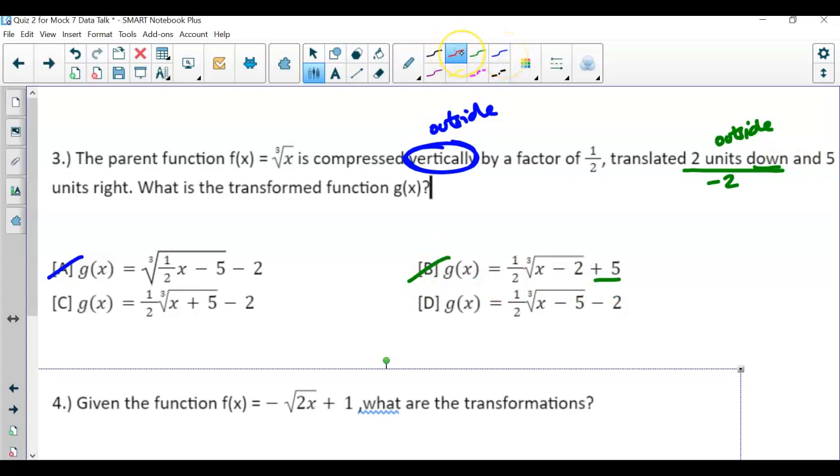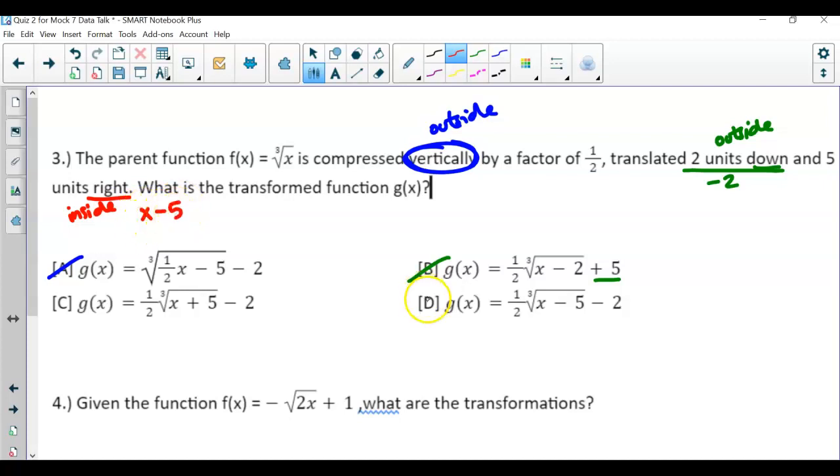Then last is 5 units to the right. Now remember, this needs to go inside, but think opposite. If this is 5 units to the right, that means I need inside x minus 5. So that's why the answer is D. Again, notice on the outside you have your vertical, and you also have negative 2, so 2 units down. And remember, anything inside the radical is opposite. So even though we want to say that this is to the left 5, this is actually to the right 5. Everything matches, and that's why you get D.